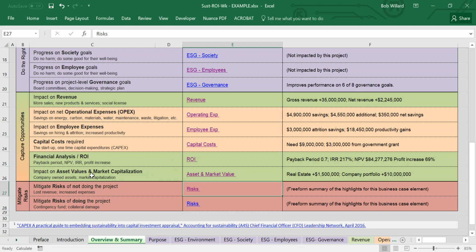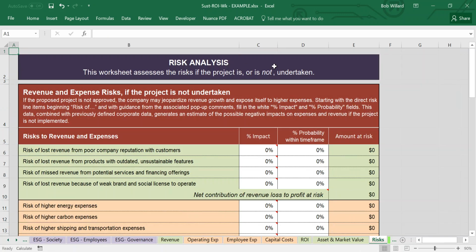And now we're down to the bottom two, which are mitigate risks of not doing the project and the risks of doing the project, both of which are on the same worksheet, the risks worksheet. To get to that, we just click on risks and it takes us to that worksheet. You'll notice that there are no yellow boxes or fields on this worksheet because all the calculations are going to be using previously entered information about revenue, about expenses, etc.